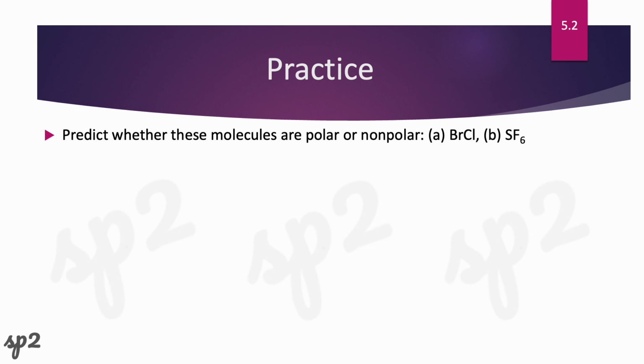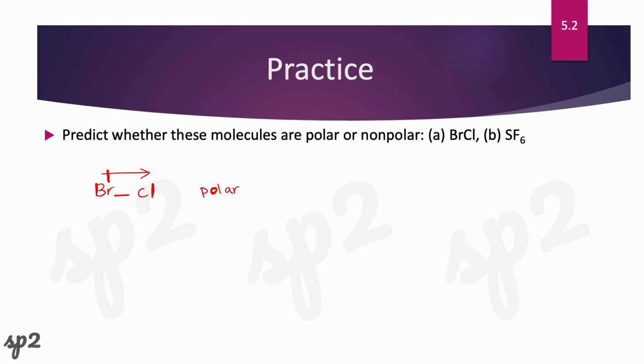Here's the question: predict whether these molecules are polar or nonpolar. If you look at BrCl, I need to start by drawing the Lewis structure. This one is kind of easy because I only have two atoms. I just need to connect them, so that is a linear shape. However, I know that the electronegativity of chlorine is more than that of bromine, so I'm going to draw my dipole moment as something like this, pointing toward chlorine. So this molecule must be polar.